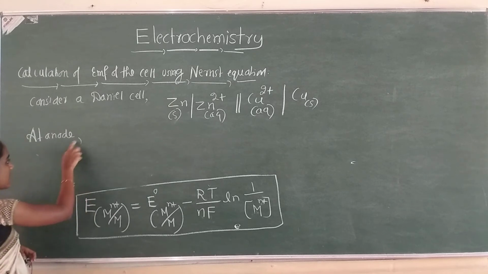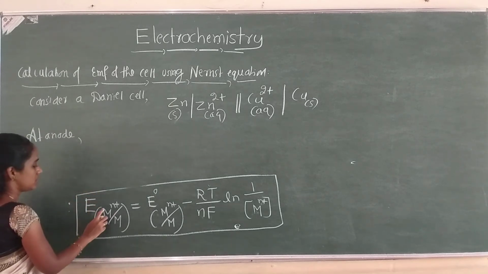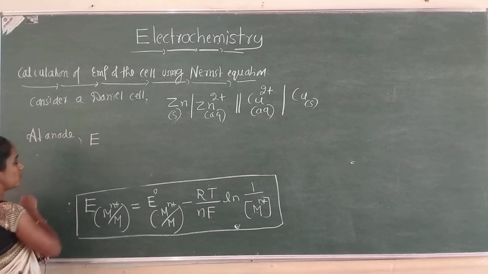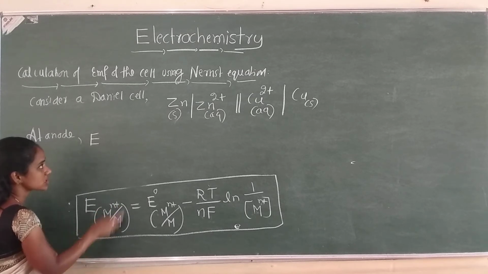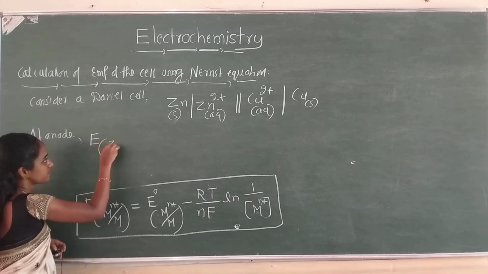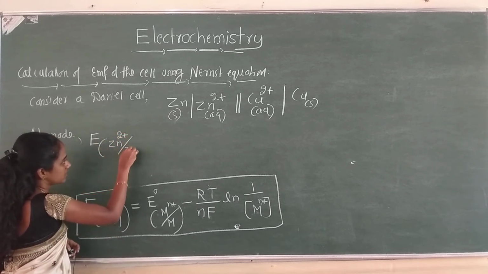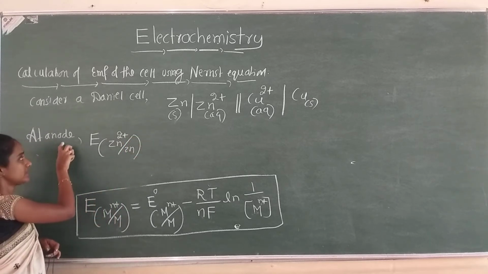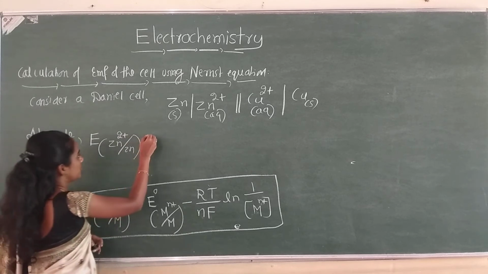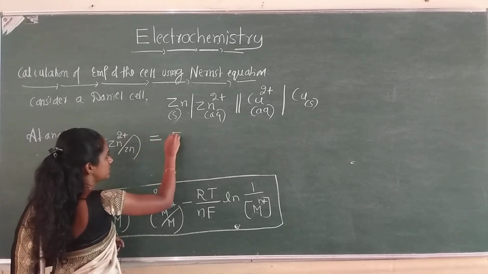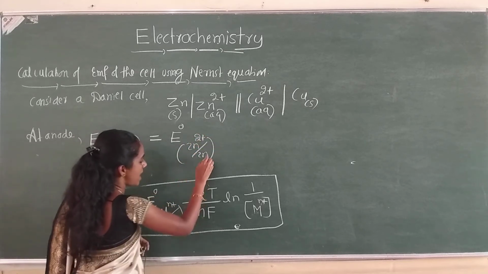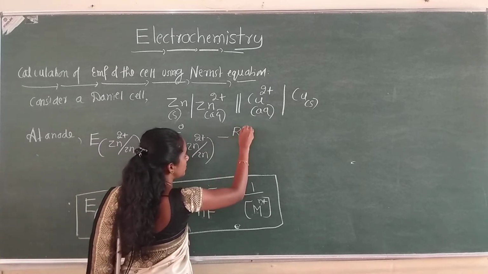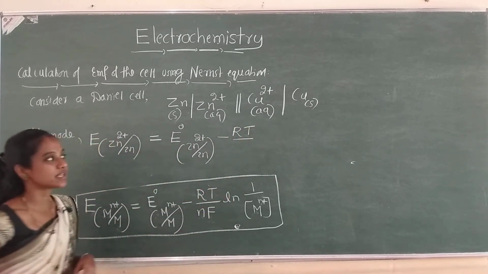Now let us apply the Nernst equation here. So what is the Nernst equation? At the anode, the electrode potential of the zinc electrode. The redox couple here is Zn2+ and Zn, so I will write it like this. We are writing it for the anode, where we have a zinc electrode, which is equal to E naught, the standard electrode potential of the zinc electrode, minus RT divided by n. What is n? It is the number of electrons involved.